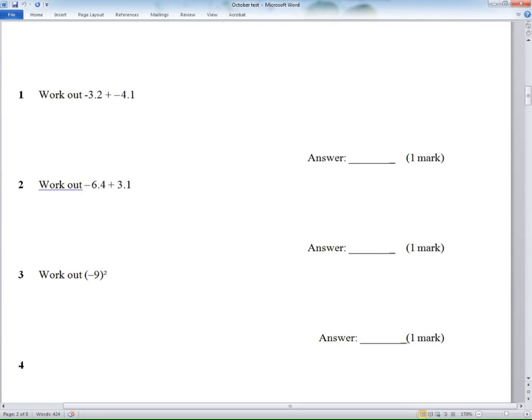Okay, we're going to look at the test that we took on the last Friday of half term. Now this test highlighted some problems that we're having as a class, some to do with positive and negative numbers, some to do with just general numeracy accuracy. So we'll start with question 1 and 2.